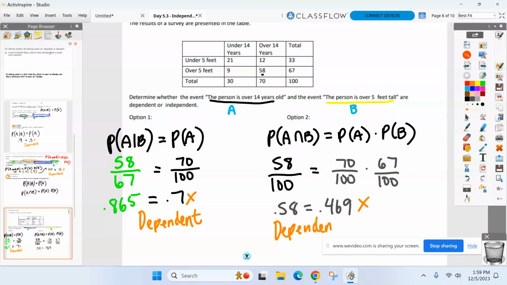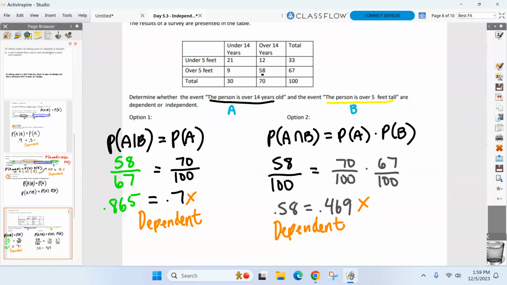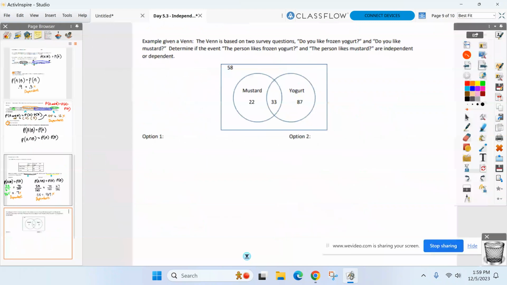On the test Friday, I don't care what method you do. However you want to do it, whatever you're comfortable with, and really whatever you have enough information for too. Either method was nice here because we had a darn table to work with. Same thing, next example, if we're working with a Venn diagram. Both options are real nice on a Venn diagram.